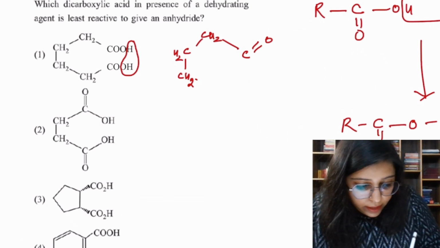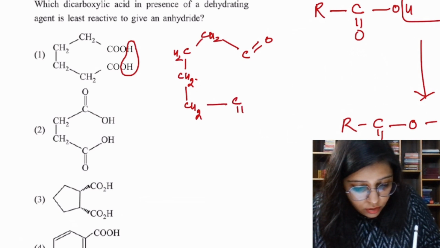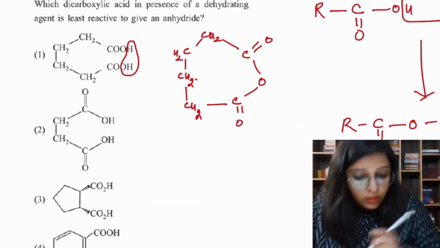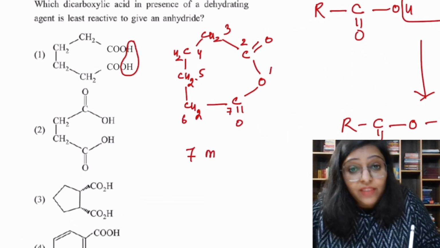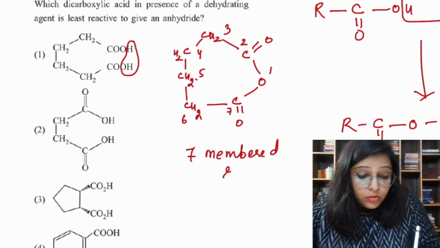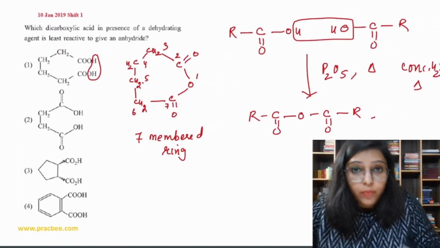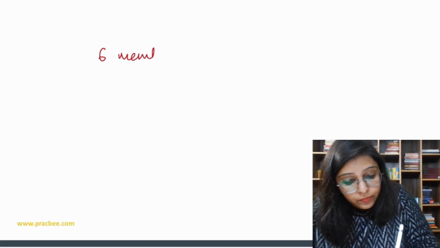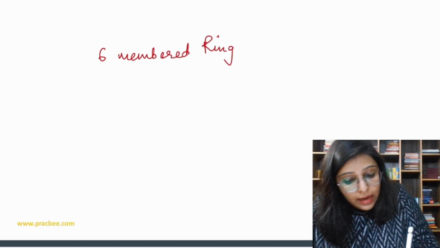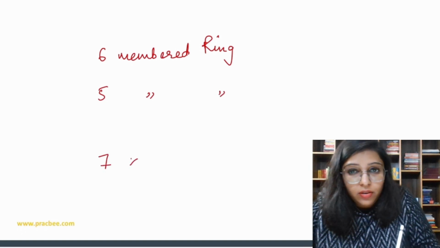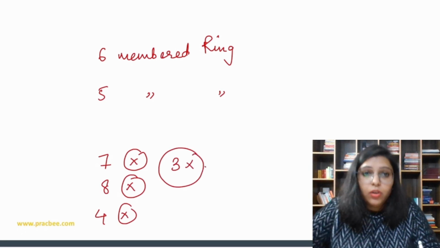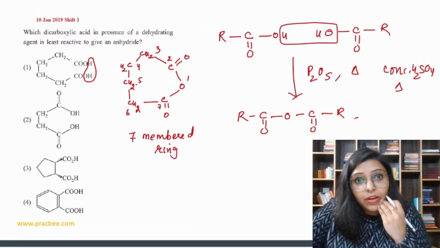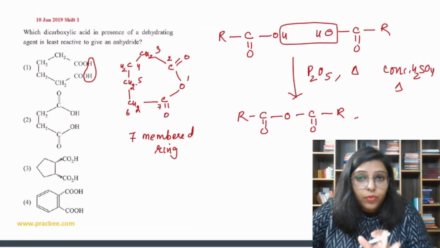Or let me write like this: CH2, C double bond O, and this is O. Okay, so we have 1, 2, 3, 4, 5, 6, 7, a 7-membered ring. We can form a 6-membered ring and a 5-membered ring, not 7, not 8, not 4, not 3. Under normal conditions we cannot form a 7-membered ring, until and unless we do not have any other option.